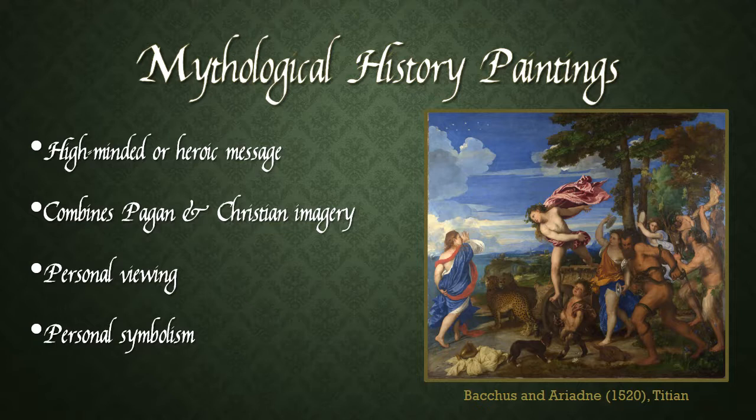Since these paintings were intended for a select, private audience, it is no surprise that they also contain personal symbolism. This painting is meant to represent Alfonso and Lucrezia Borgia's marriage. The dog on the lower left-hand side is a symbol of marital fidelity or loyalty, and the 2 cheetahs pulling Bacchus's chariot are a symbol of their erotic encounter.